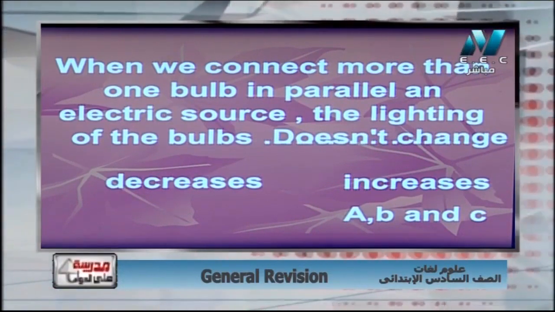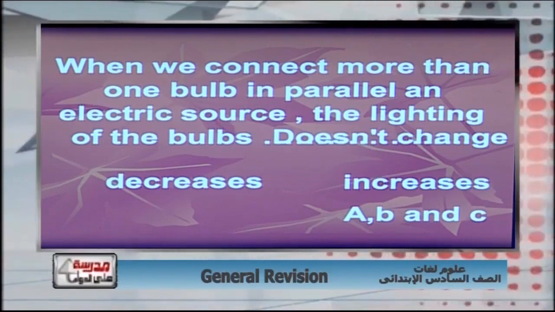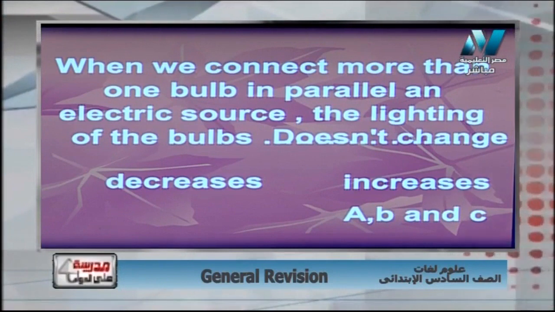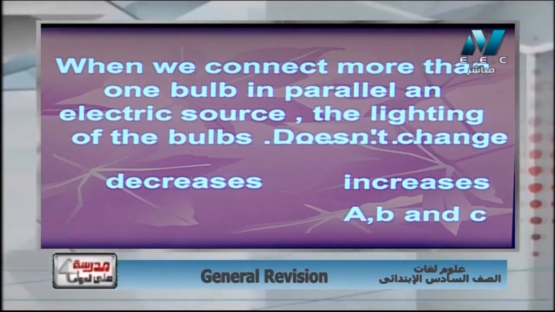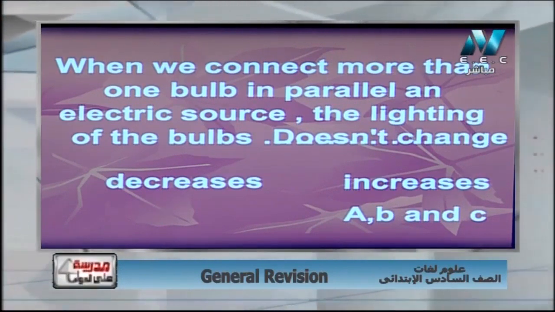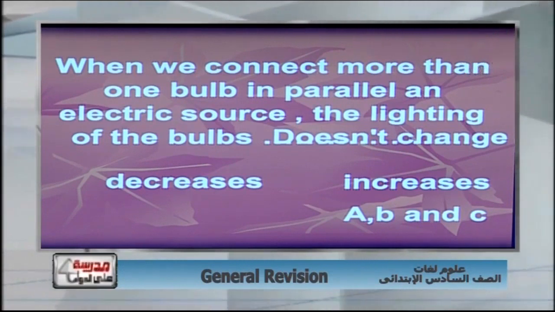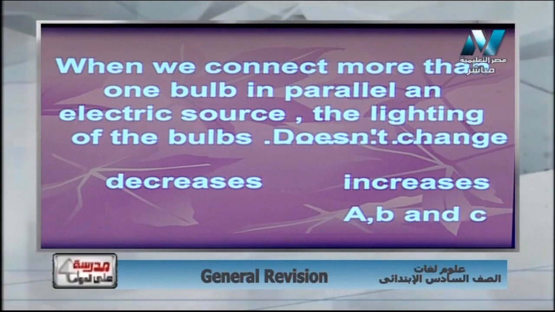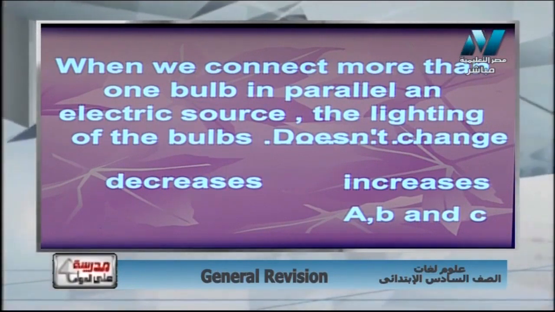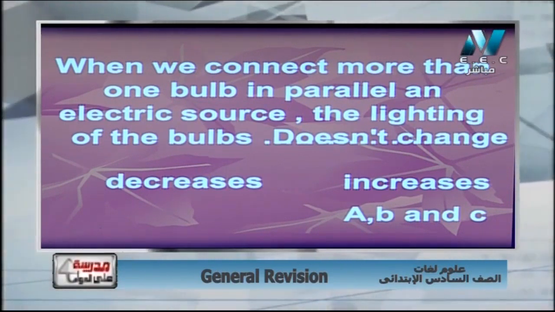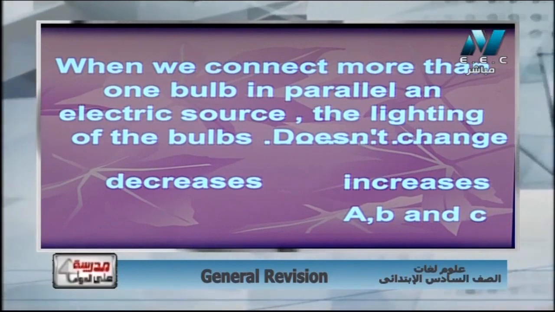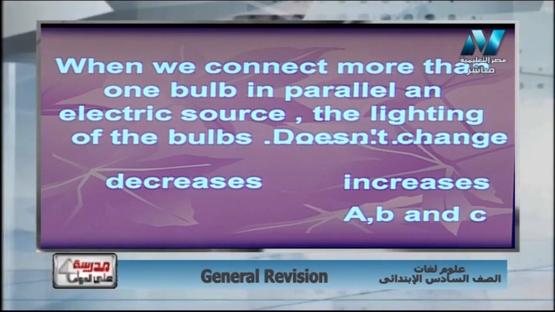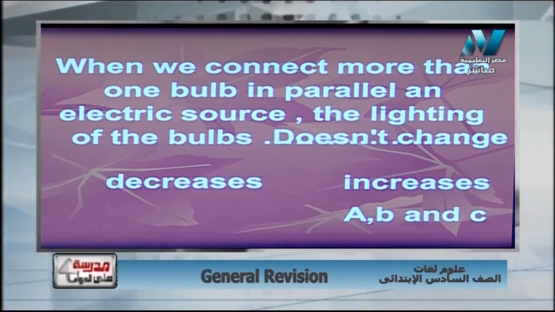Why? Because each lamp works independently. كل لمبة بتشتغل باستقلال، ليها كده بيسموها branching routes، طرق متفرعة. كل لمبة عندها طريق خاص للكهرباء ليها يوصل لها electric charge، ينورها زي باقي اللمبات بالظبط. لكن لو كان السؤال ده فيه سيريس كونكشن كنت هقول lighting of the bulbs decrease. السيريس بيقلل الاضاءه لكن البارلل ما بيقللش ما بيزودش، يبقى doesn't change.